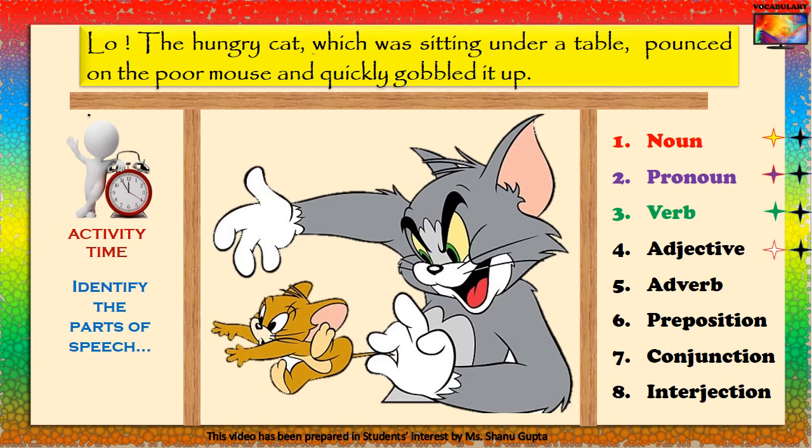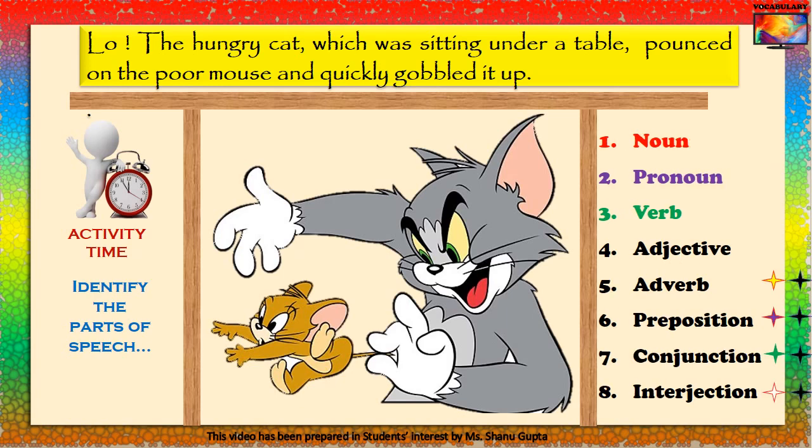"Which" and "it" are pronouns as they substitute the nouns "cat" and "mouse" respectively. The word "quickly" describes the action word "gobbled." It's an adverb. The words "under" and "on" are prepositions as the word "under" introduces the noun phrase "a table" and "on" introduces the noun phrase "the poor mouse." "Lo" is clearly an interjection. And lastly, we have the conjunction "and," which connects the two clauses, "pounced on the poor mouse" and "quickly gobbled it up." So that was the lesson.